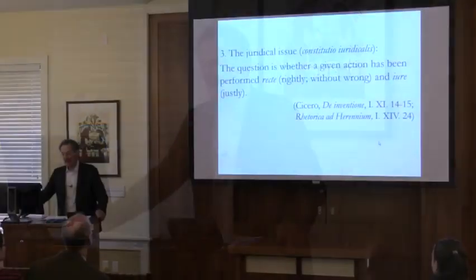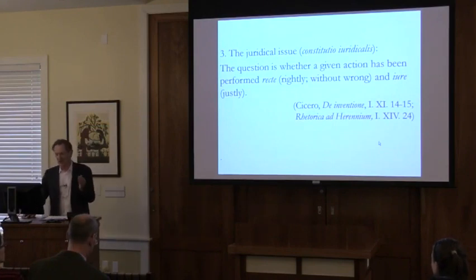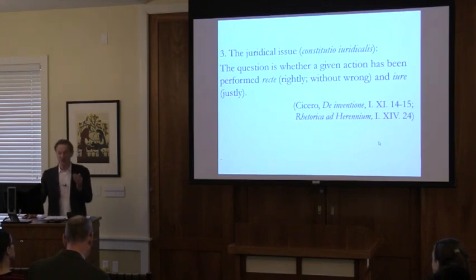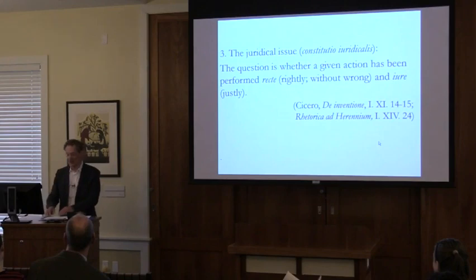Okay, there's the second possibility, the legal issue. Here's the third, and this is called, again, the terminology is very unfortunate because this is all juridical, but this is called the juridical issue. And this, of course, just refers you to the underlying morality of your legal case. The question is not whether a certain action has been performed, it's agreed what action has been performed, action at law, but was it performed recte, rightly? That's to say without wrong, and was it performed jure, according to jus, justice? Was it justly performed?